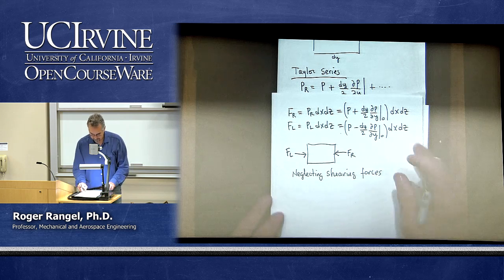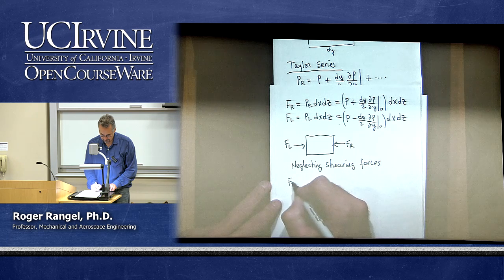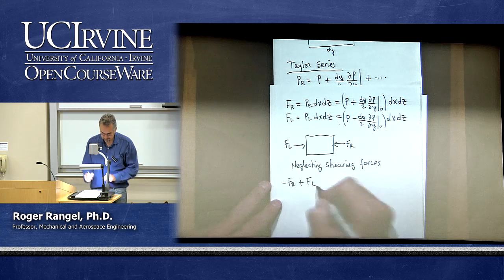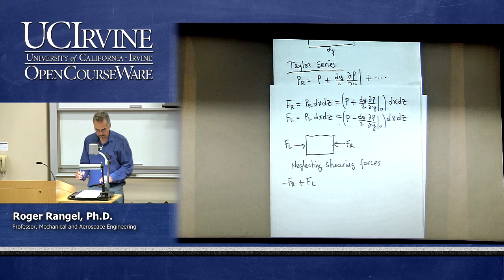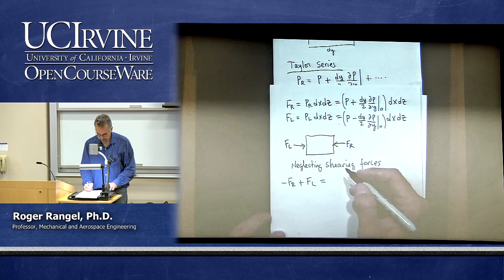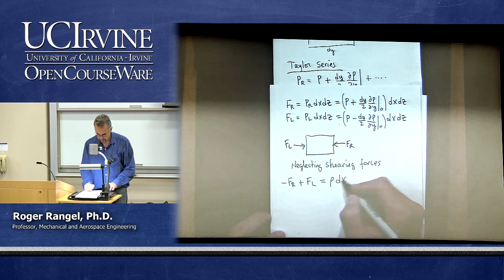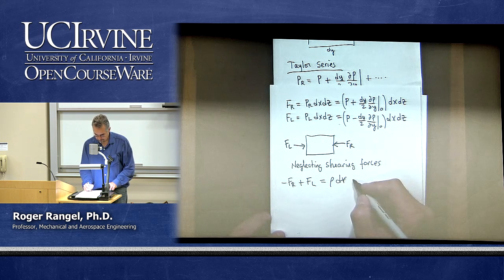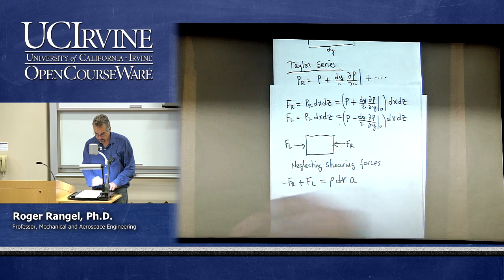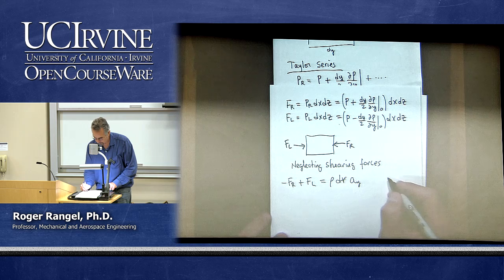And if this thing is to obey Newton's second law, then I have that F sub r, which is negative, plus F sub L, that's the sum of forces in the horizontal direction, must be equal to the mass of the element, which is density times its volume, times the acceleration in the horizontal direction, which is the y direction. So that's Newton's second law.